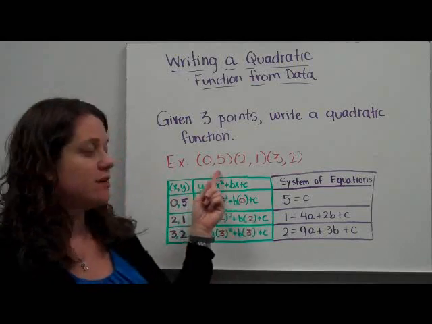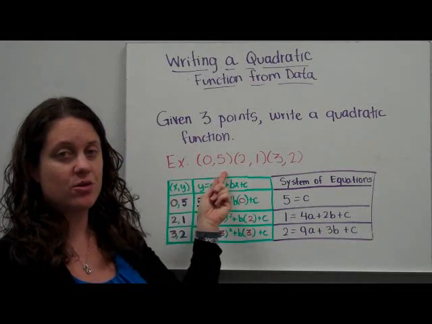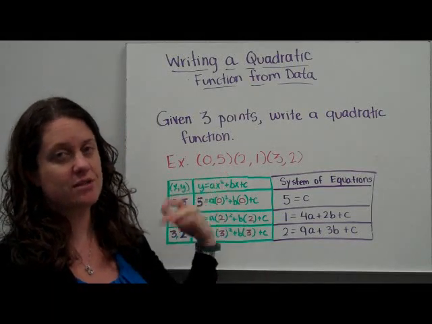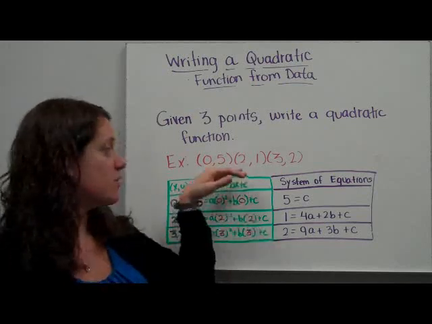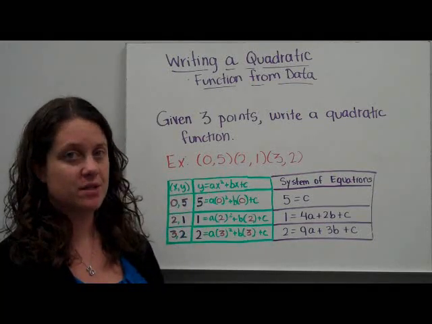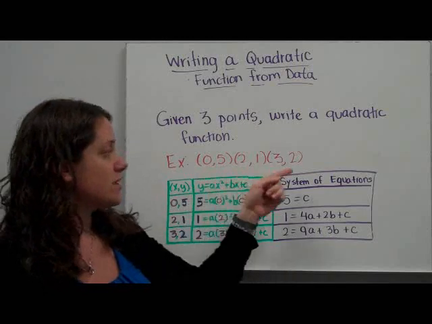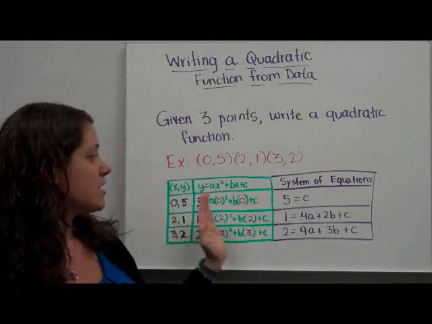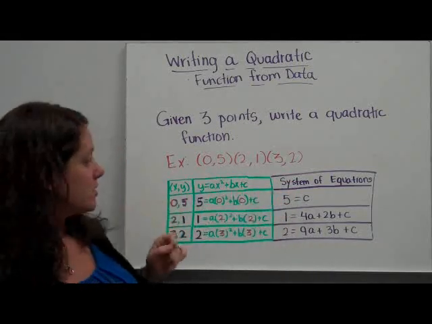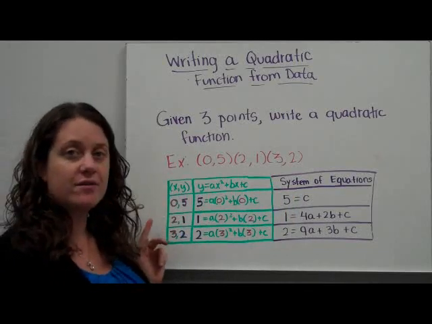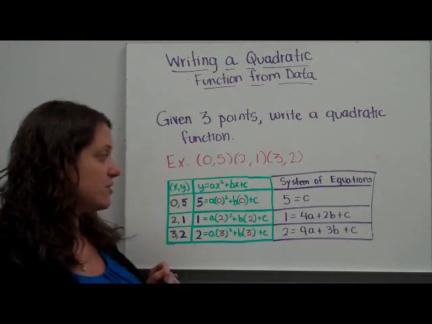It's really helpful if one of the points is your y-intercept. So in this video, we're going to do only ones where you have the y-intercept. You're given these 3 points. Here are the steps. The first step is to make a chart that looks like this. You have your 3 points: (0, 5), (2, 1), and (3, 2).